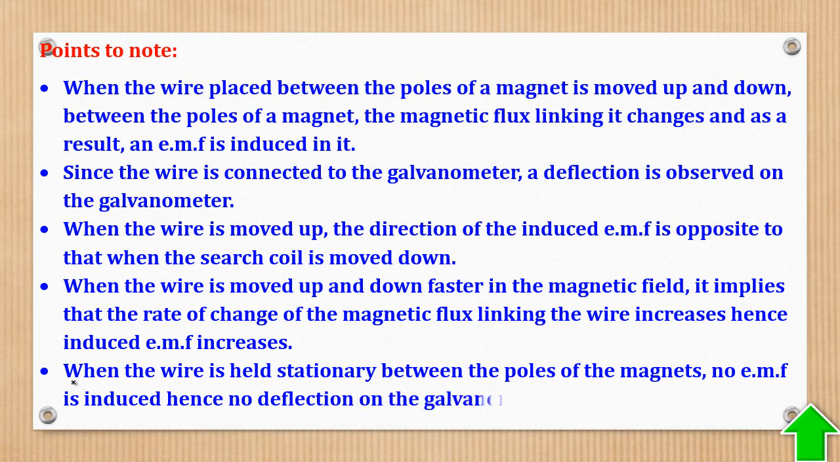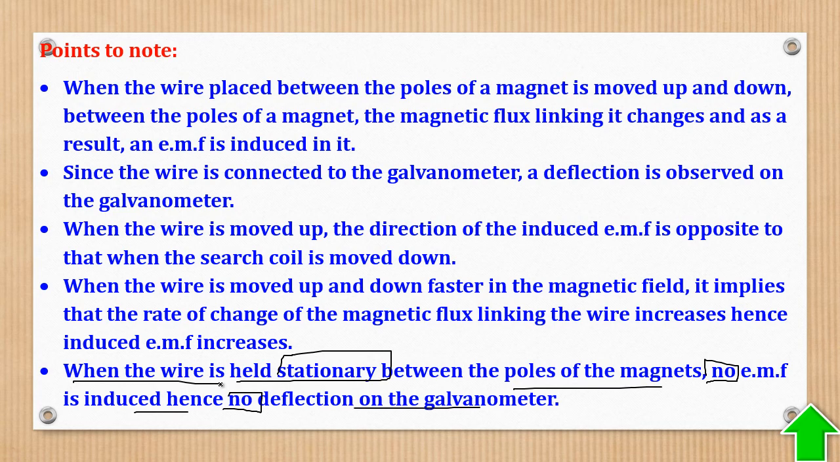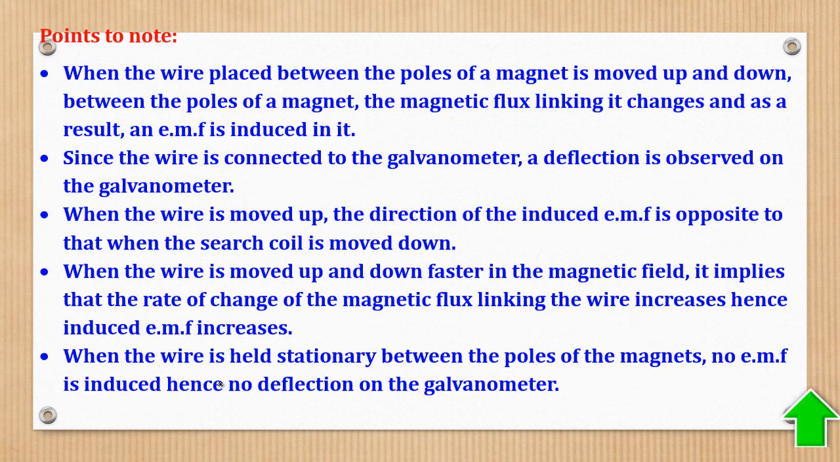And the last bullet, when the wire is held stationary between the poles of the magnet, no EMF is induced, implying that no deflection will be seen on the galvanometer. So an EMF is induced only when there is a change in the magnetic flux linking that conductor.